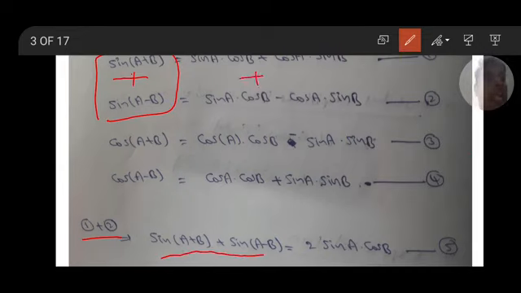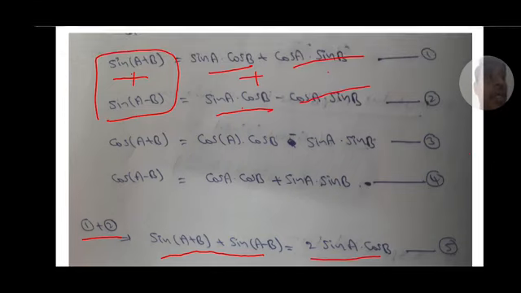On the right side, sin a cos b plus sin a cos b gives 2 sin a cos b. And cos a sin b minus cos a sin b cancel. This term is a positive term, cos a sin b, and that is a negative term. These two terms will be cancelled out. Means sin of a plus b plus sin of a minus b equals 2 sin a cos b.